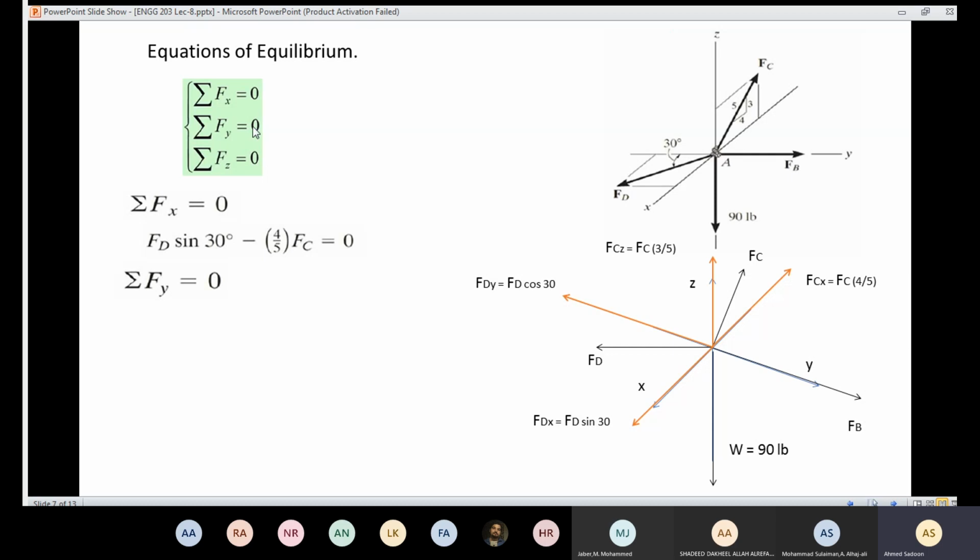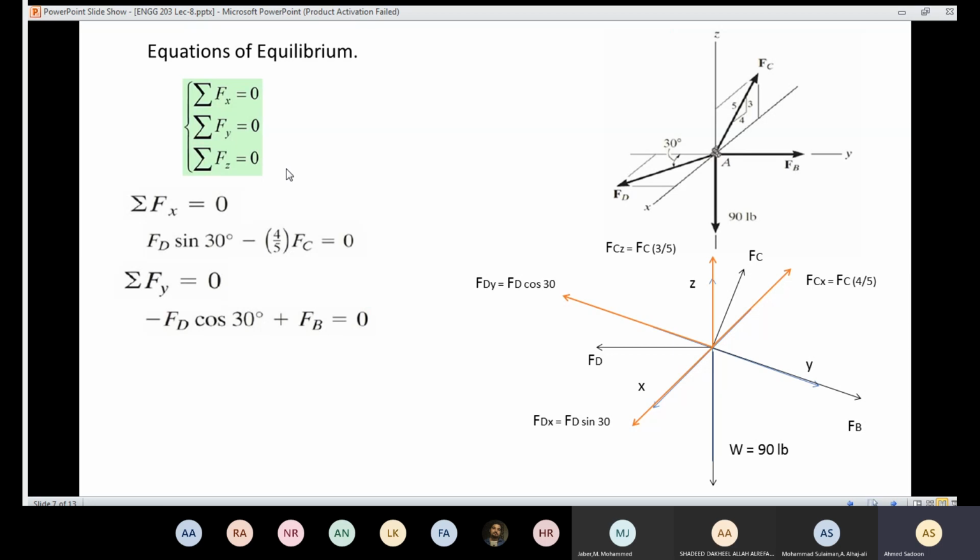Then I'm going to move to the second equation, which is the summation of the forces in y-axis should equal 0. Here I have also two forces. The force here is positive and the force here is negative. So I'm going to have Fb here, which is positive, and I have Fd cosine 30, which is negative. I'm going to add them together with their signs. We call this algebraic summation of the forces, and we are going to equate them to 0.